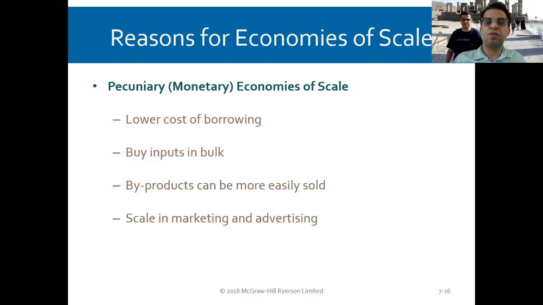And then the reason for economies of scale, we said technical, and now the non-technical, is a lower cost of borrowing. So if you're borrowing, you pay less interest, or you buy in bulk, or buy products that can be sold easily. You don't need to do that much sales and marketing, or scale in marketing and advertisement, like what McDonald's does.